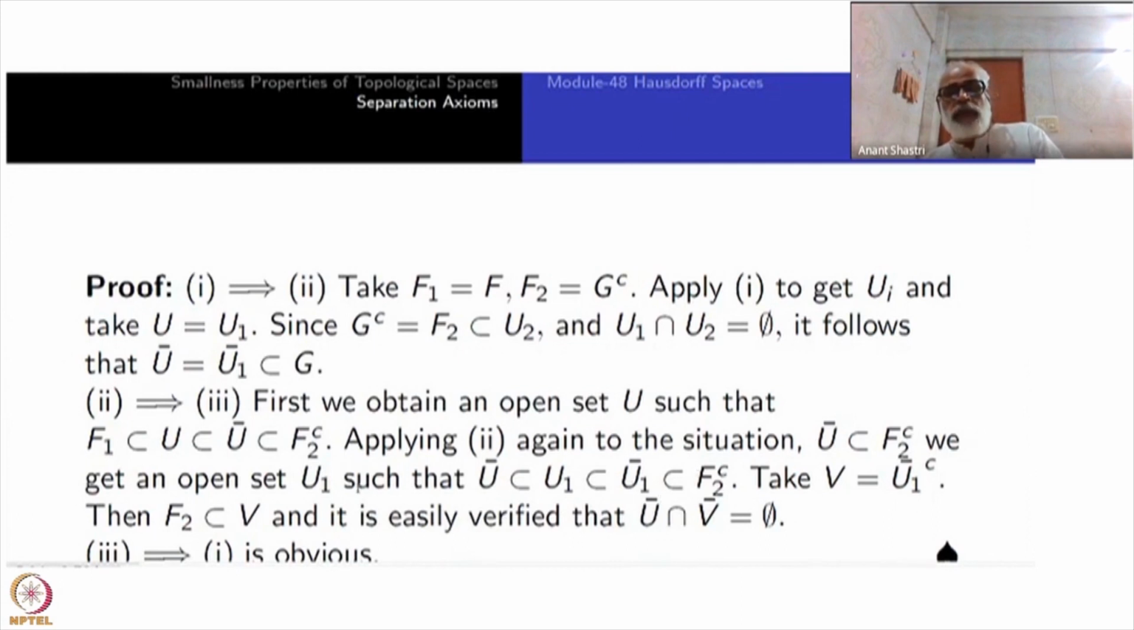Now you take the complement of U1 bar. U1 bar is closed, so the complement will be open. Take it as V. Then F2 will be contained inside V. See here, U1 bar is contained in the F2 complement, so when you take the complement, F2 will be contained in the complement of that. And it is easily verified that U bar intersection V bar is empty.